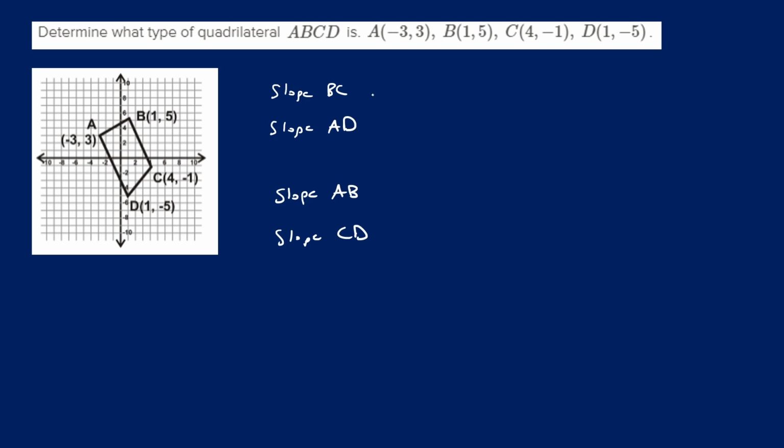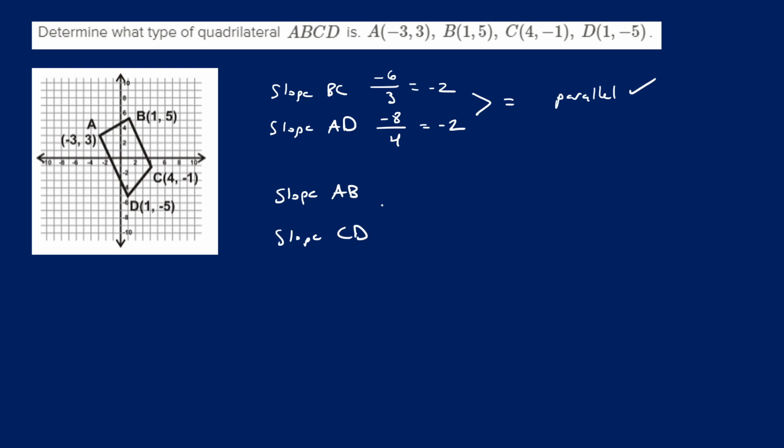The slope of BC, looking at it, it's rise over run. So it's going down 6 and over by 3. That reduces to -2. I'm just looking at the graph paper to do this. You could use the formula if you want. AD goes down from 3 to -5. That's -8. And over by 4, from -3 to 1, and sure enough, that gives us -2. Those are equal, and therefore those lines are parallel.